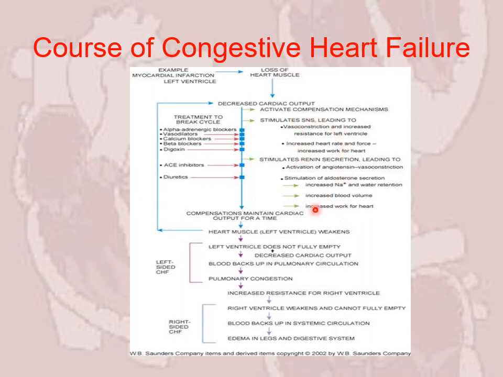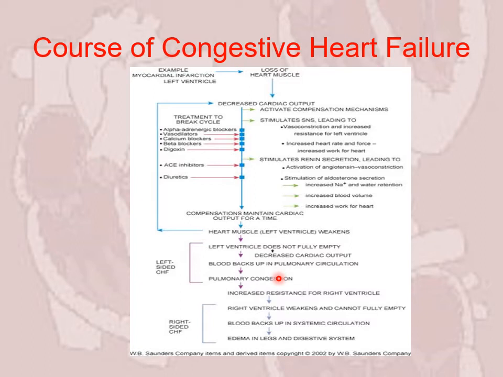So over the course of time, this loss of cardiac muscle causes the heart to have to work harder. And over time, the left ventricle is going to weaken because those cells are working much harder than they normally would have to. And also the left ventricle does not fully empty, which decreases cardiac output. With increased blood pressure, you're putting a lot of back pressure on the aortic semilunar valve, which means the heart has to work harder to open it, to push blood into the aorta.